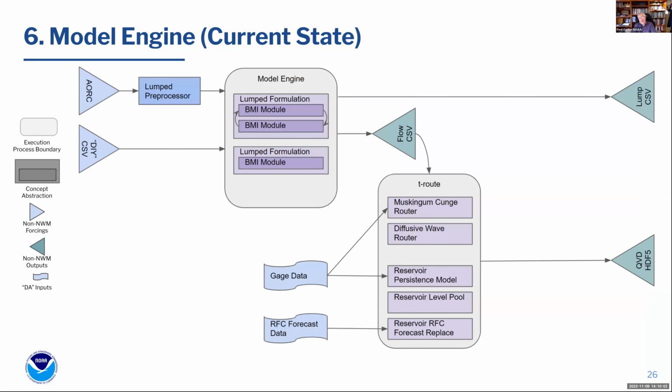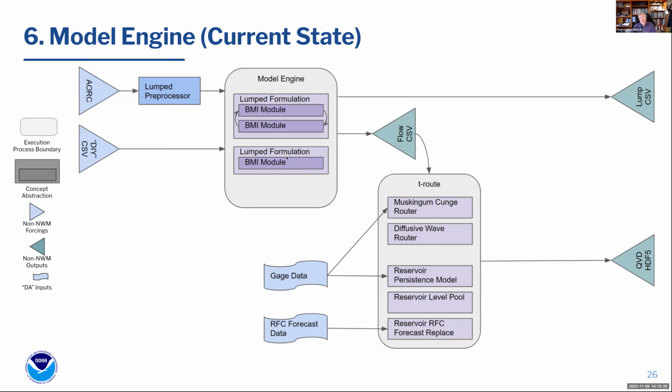This is the slide showing the current state of the model engine. It takes in analysis of record for calibration, forcing, and uses a lumped preprocessor to pass those to lumped model formulations. It also can take in a kind of WRF output type CSV forcing file.